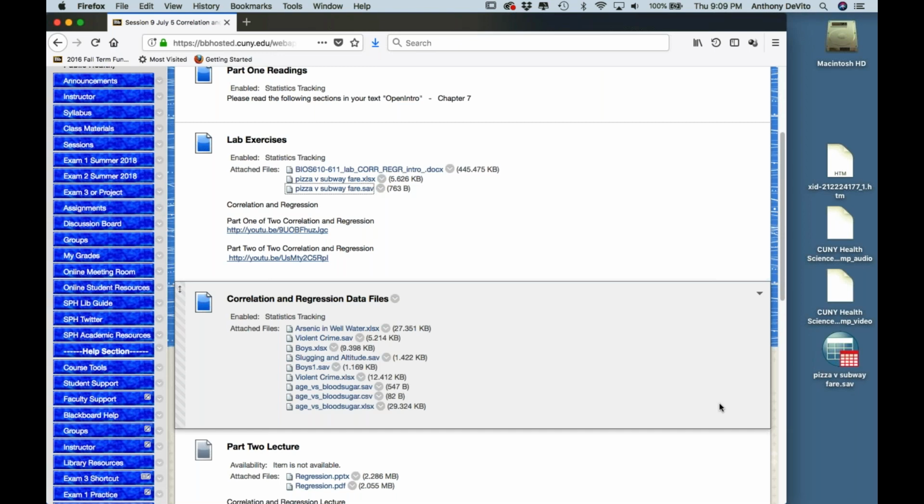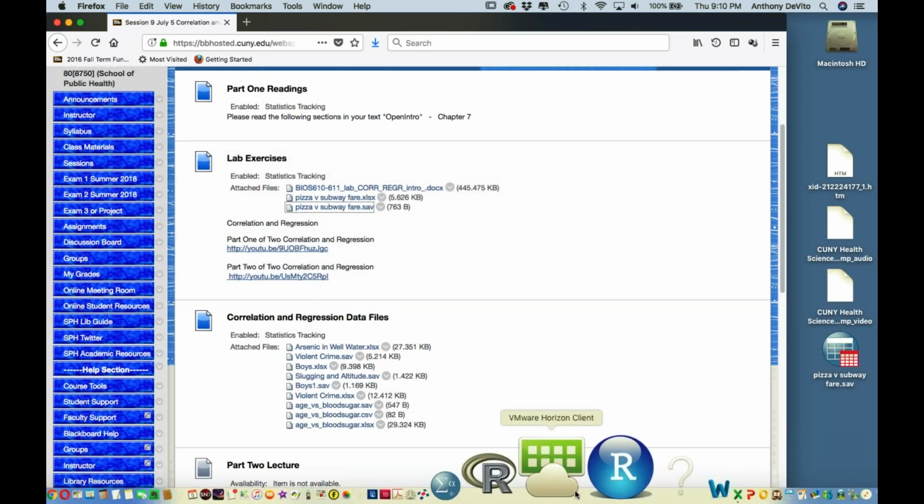So now we've gotten to the point where the only thing left really is what do we do when we wind up in a situation where we have two numerical variables and we want to look for an association. For instance, we might be interested if there's an association between the numerical variable cost of pizza and the numerical variable the cost of subway fare over a period of time.